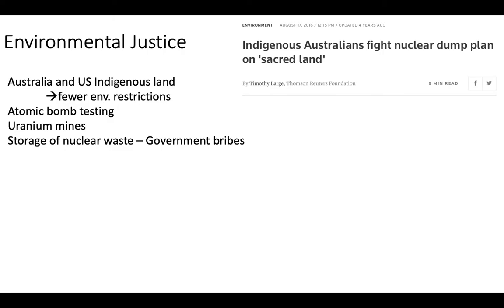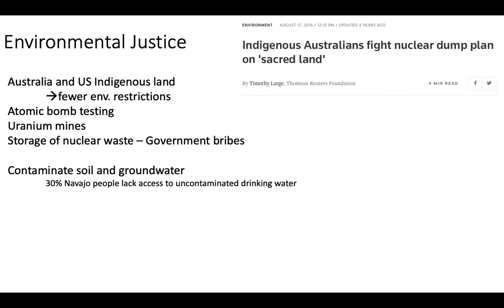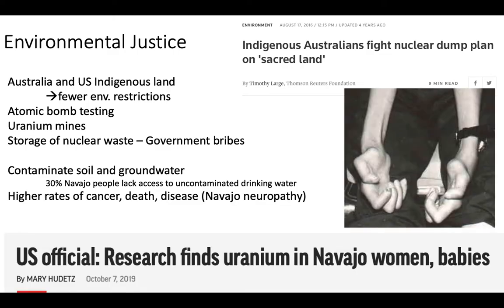Oftentimes the government is sort of bribing or trying to pay off these communities to store nuclear waste on their sacred land, and that can contaminate the soil and the groundwater. 30% of Navajo people in the United States lack access to uncontaminated drinking water. And it can also lead to higher rates of cancer, death, and disease. There's actually a disease named after the Navajo people because it's so prevalent within their community, called Navajo neuropathy, as a result of exposure to uranium from uranium mines and storage of nuclear waste. Very high rates of Navajo neuropathy amongst Navajo women and babies in the United States.